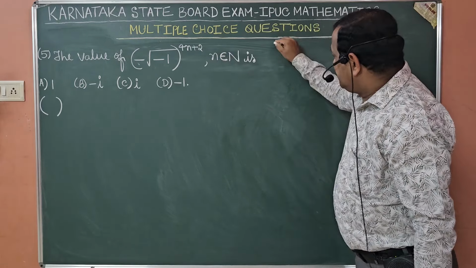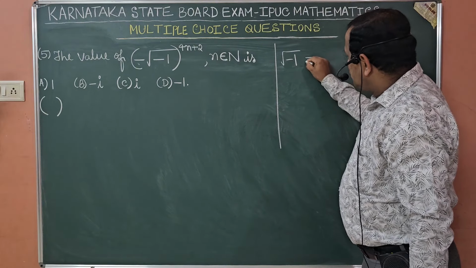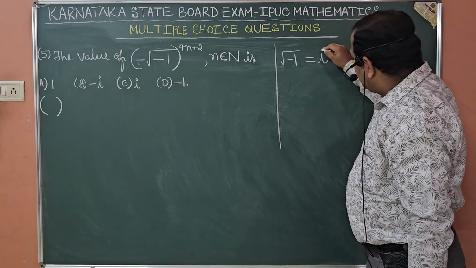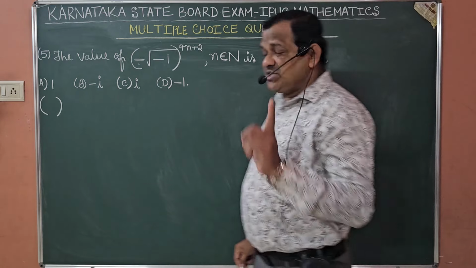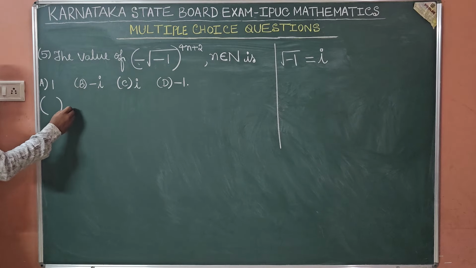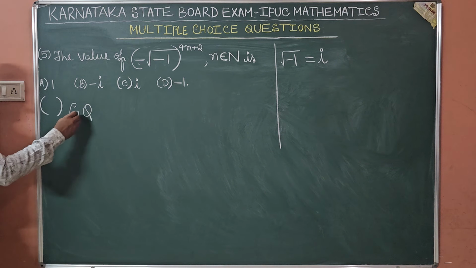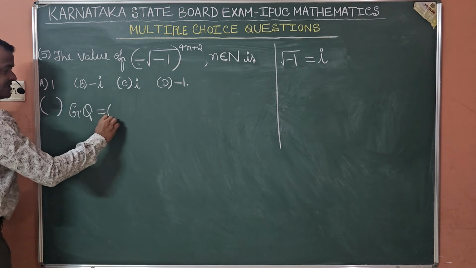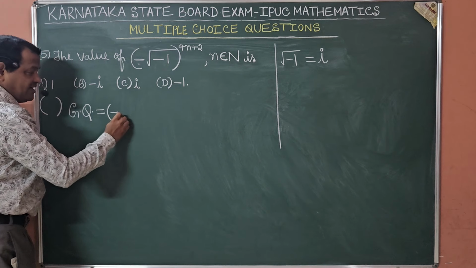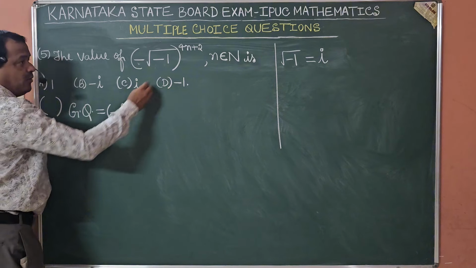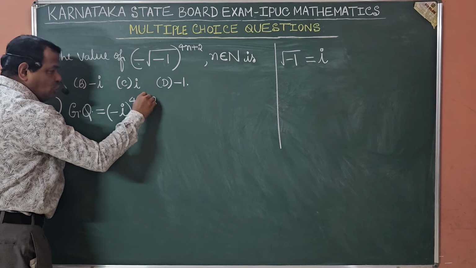I will start from square root of minus 1. One should know in complex numbers it is i, the imaginary number. Therefore, the given question (GQ) becomes minus square root of minus 1, which is i, whole power 4n plus 2.